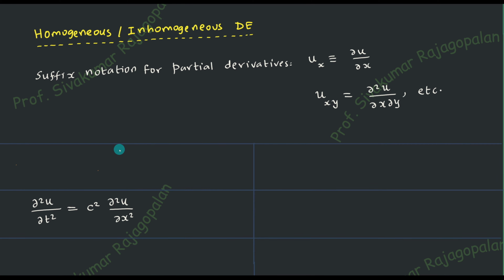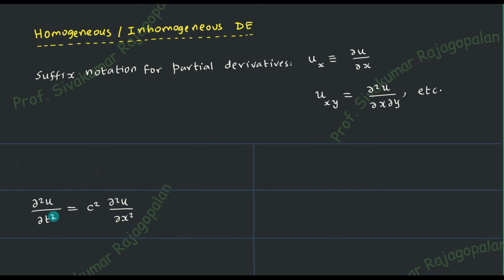So here I would like to show how we can classify a partial differential equation into homogeneous or inhomogeneous. For that, you consider a very simple equation which is written down here, and we are going to use the suffix notation like this. That means u_x will be the partial derivative of u with respect to x, and so on, so that you don't have to write the expression looking like this. Instead of this, you can write u_xx. This can be written as u_tt, etc.